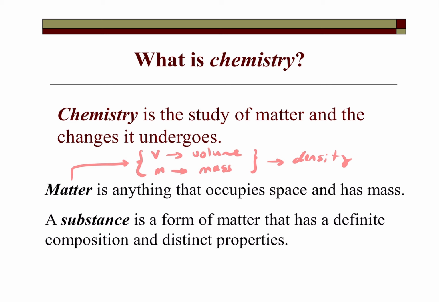And a substance is the form of matter that has a definite composition and distinct properties. It's very important. It's the form of matter whose composition we know.